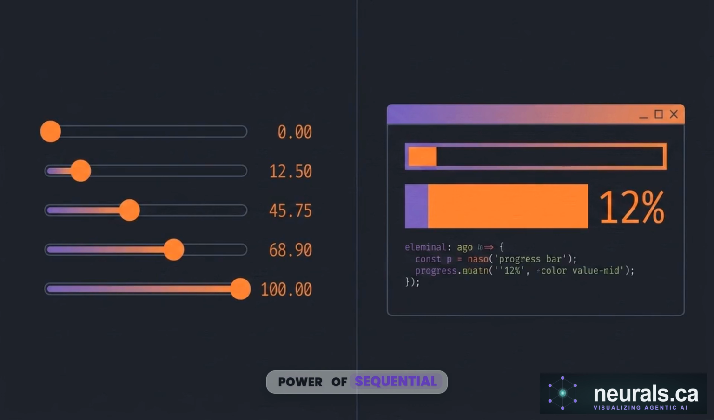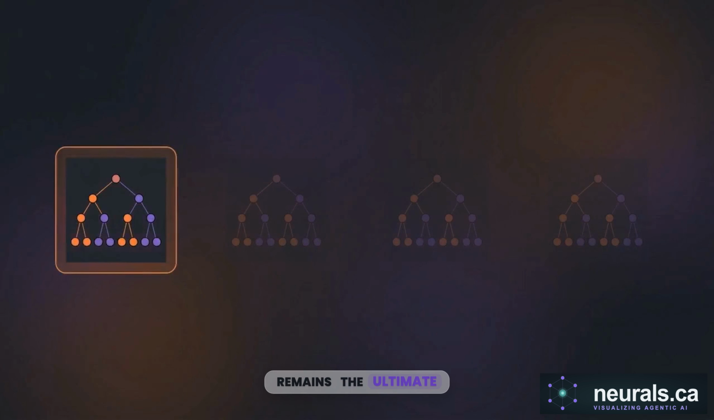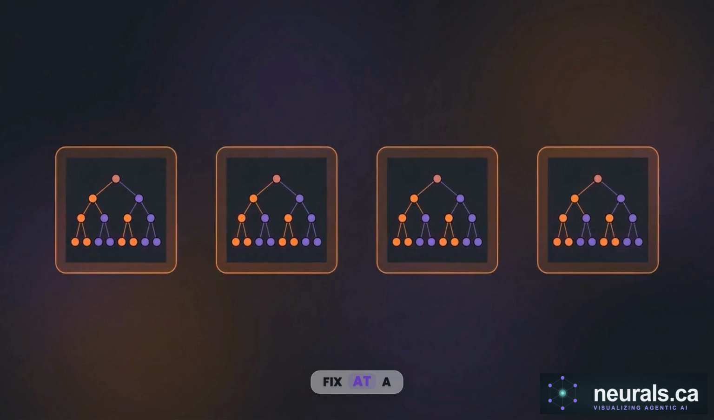The power of sequential error correction has a steep price tag: high tuning complexity, slow sequential processing time, and total opacity. This algorithm profile is sourced directly from 50 Algorithms Every Programmer Should Know by Imran Ahmad. You can find more details at neuralsca. Gradient boosting remains the ultimate strong learner, constructed painstakingly, one sequential fix at a time.